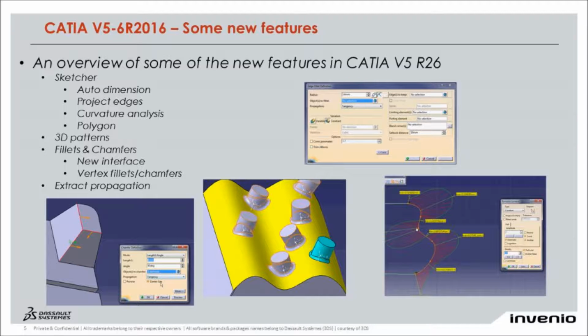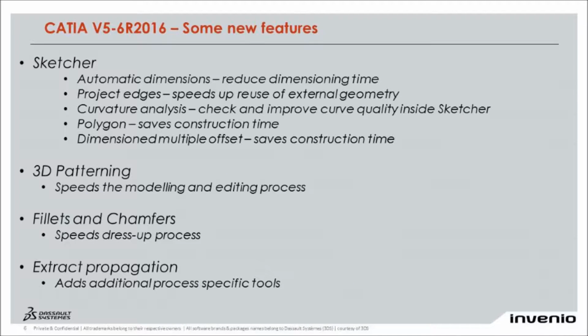Okay, we're now going to look at some of the new features in V5R26. There's new features in Sketcher. 3D patterning has been introduced. Fillets and chamfer interface has been changed, and a few extra bits and pieces in there. And the extract propagation has been improved.